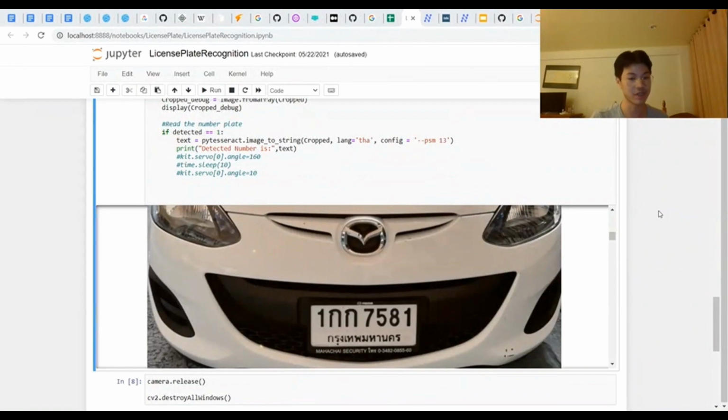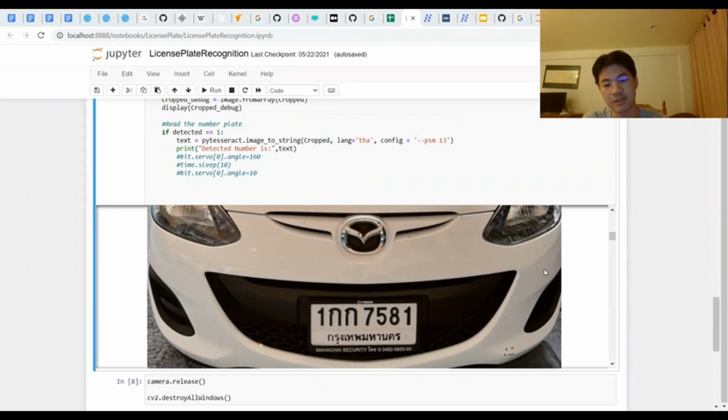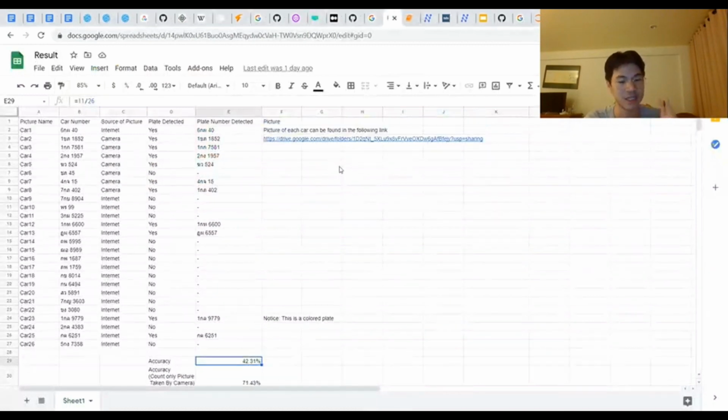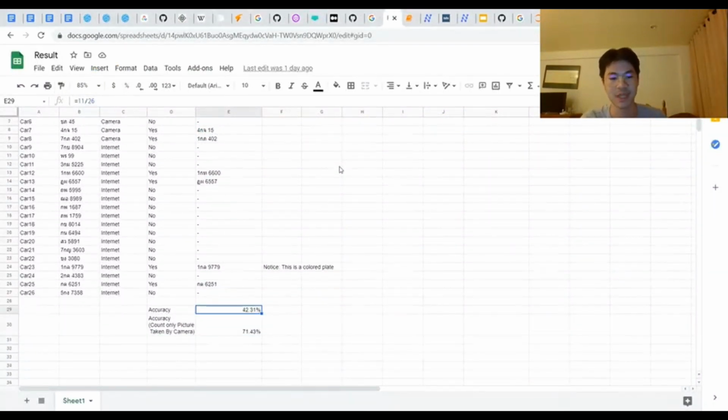Now, let's look at the result of this system. We'll see how well the system works. In the experiment, I tried 7 pictures of cars that were taken by the webcam camera and 19 more pictures of cars that I took from the internet. The result is shown here, but it's really hard to look at, so I made a Google Sheet to make it easier to analyze. Therefore, we can see that the accuracy of this system is 42.31% when including all pictures. But if we count only pictures taken by the webcam camera, the accuracy goes up to 71.43%.